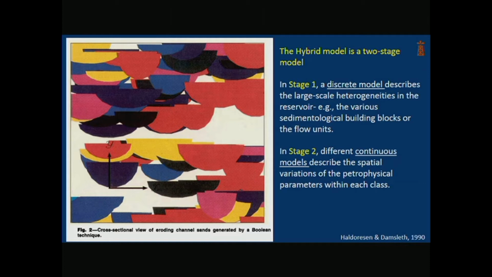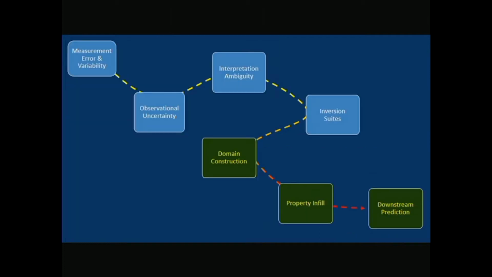So that's the two-stage model. When you go a bit further, we can get this nice path, because we've got the domain construction and then property infill, and then you use that property infill to make some sort of downstream prediction, which is going beyond just having a petrophysical model of the Earth. We're actually converting that petrophysical model into rock physics, so porosity, or into prospectivity analysis, or whatever you want to do with your 3D model.